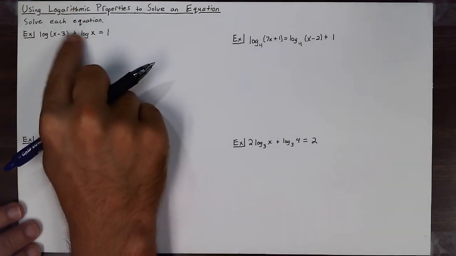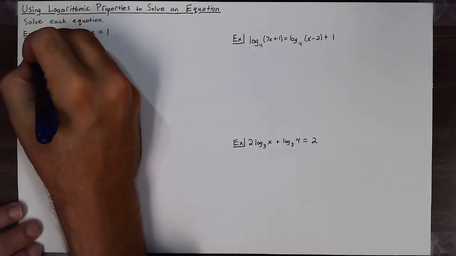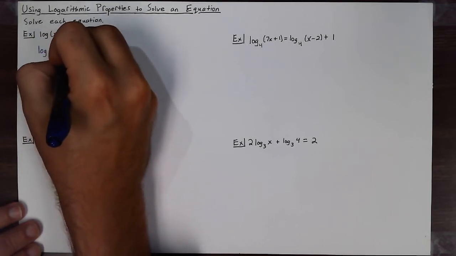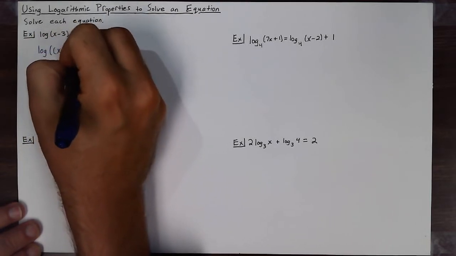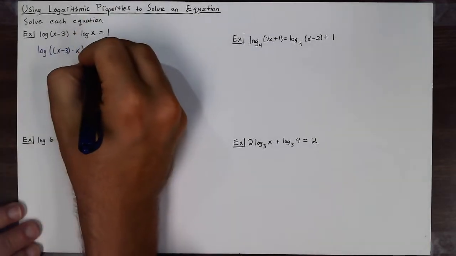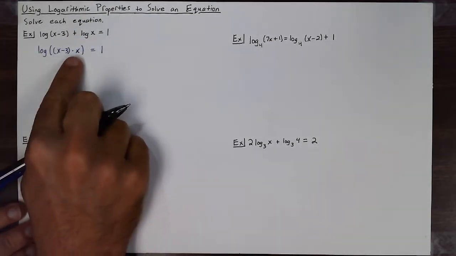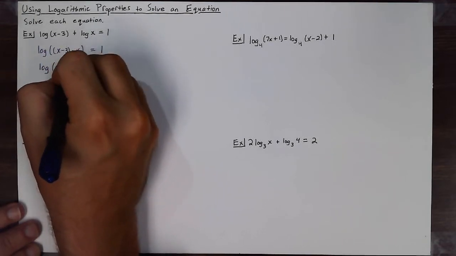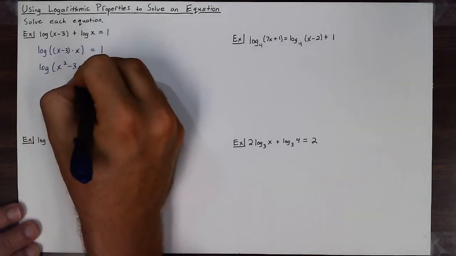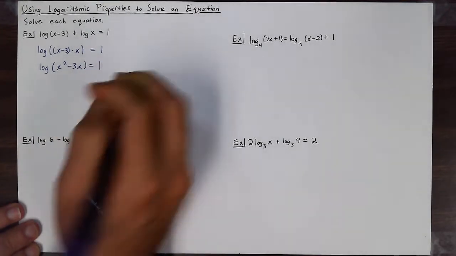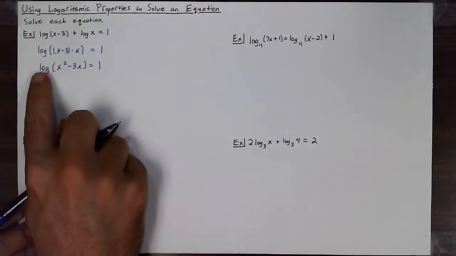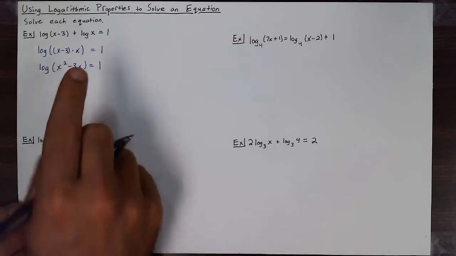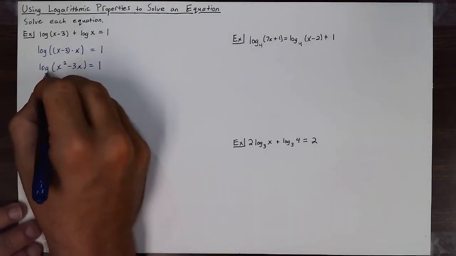If you're ever adding two logs, they can combine with multiplication within the log, giving me x minus 3 times x within just one of the logs. Now when we do x times x minus 3, you get log of x squared minus 3x. And then we'll rewrite this because now it's a single logarithm. So we'll rewrite this in exponential form. Now this log is understood to be base 10.